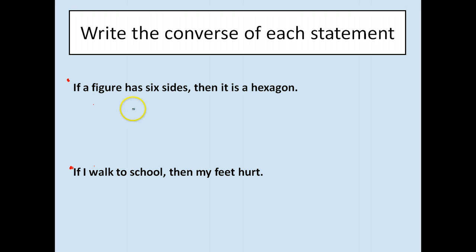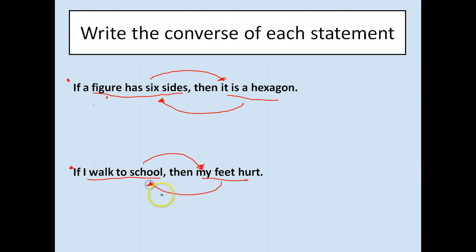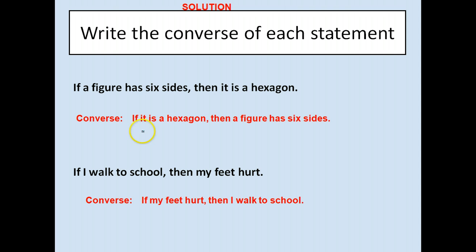Well, the converse switches the if and the then. So for this statement, it should move the figure has 6 sides to the end for the then, and it is a hexagon to the front as the if. And for walking to school, it should take the I walk to school and move it to the end as the conclusion, and the my feet hurt, move it to the front as my if. If we take a look at this next slide, notice that's exactly what we have.